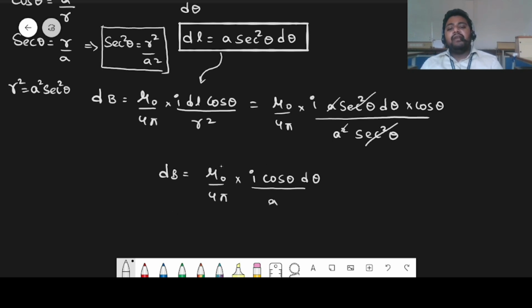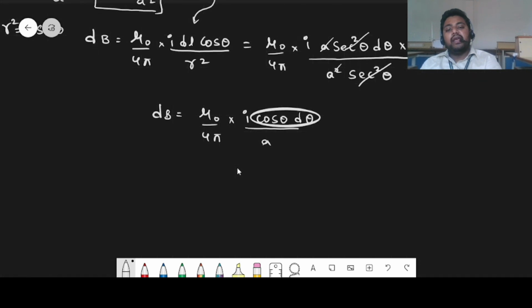Now, why are we bringing this into this form? Because whenever we are integrating, we have to integrate only one variable, and we need a function with which we are integrating it. So we cannot integrate cos theta and dl together. So, by eliminating the remaining variable, the dl length, we are bringing it into the function where it is being integrated with the same function.